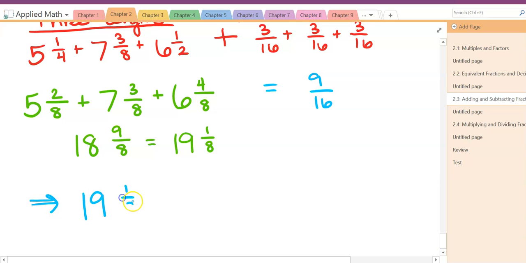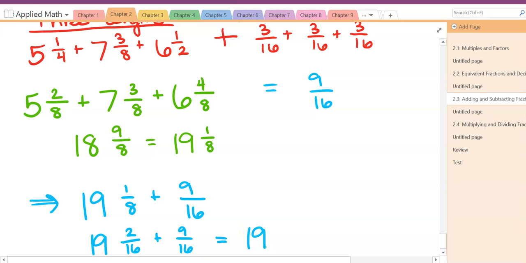So 19 and the 1/8, we'll have to change that fraction again, because we're trying to add it to a fraction that has a denominator of 16. Now 8 can go into 16 2 times. So we're going to take this 19 and change that to a 2/16 plus the 9/16. So what's the total amount that we cut? 19 and what? Good, 11/16.